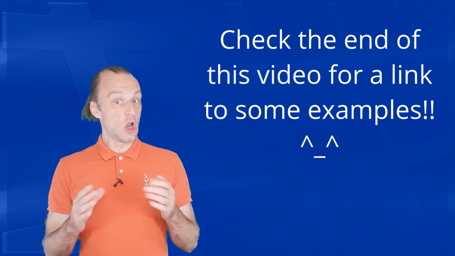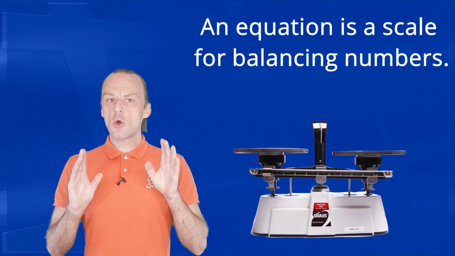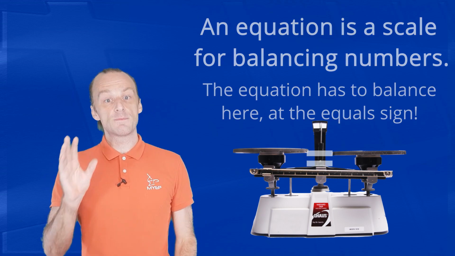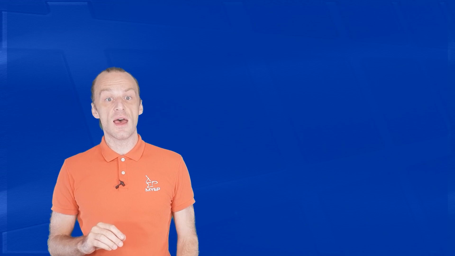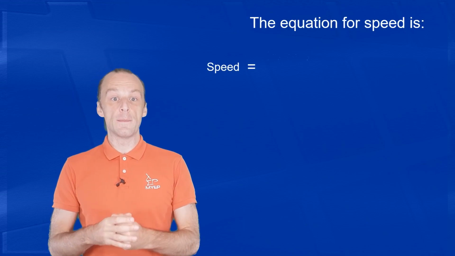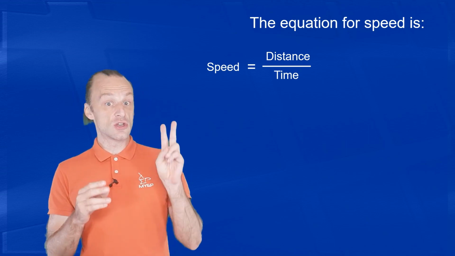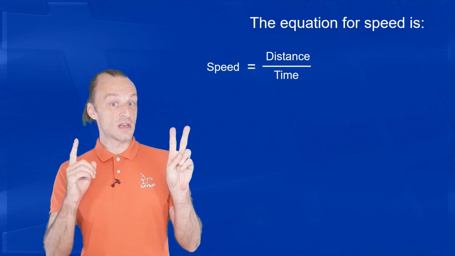Another thing we do a lot in physics, like a lot, is use equations. Remember, an equation is like a scale for balancing numbers. Speed equals distance over time. That's our equation here. And it's the simplest kind of physics equation there is. Use two numbers to give us a third number.